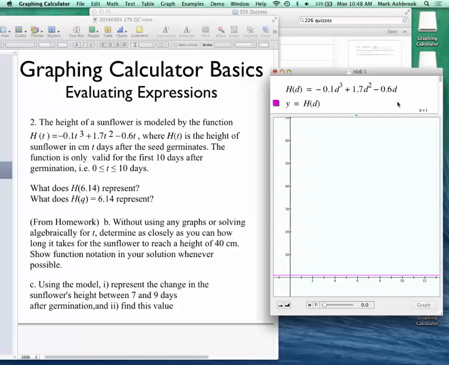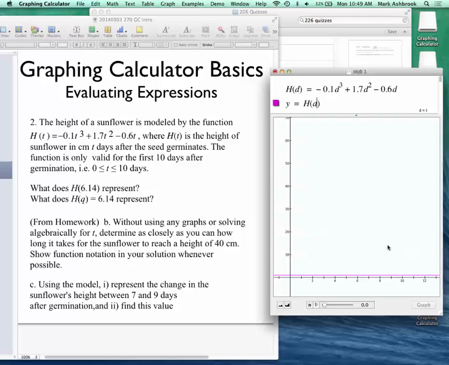But is this the height of the sunflower as time goes by? No, this looks like a constant function, right? It looks like a horizontal line, a constant function, meaning that it's not growing. We know that's not true. We know this sunflower is growing rapidly. Okay, so really, what this turns out to be is the horizontal line at y equals 1. So is the graphing calculator messed up, or what's happening here?